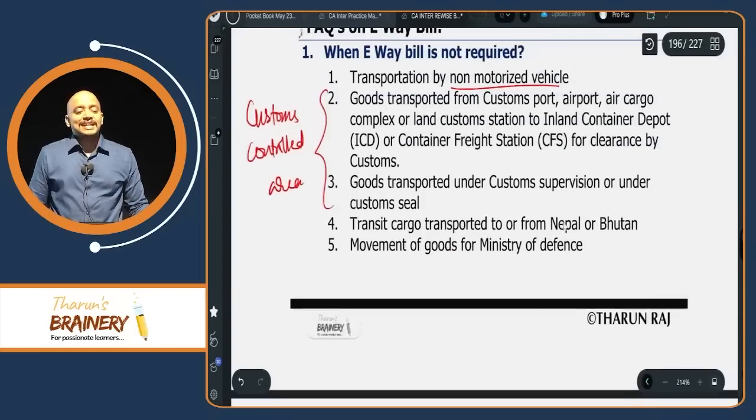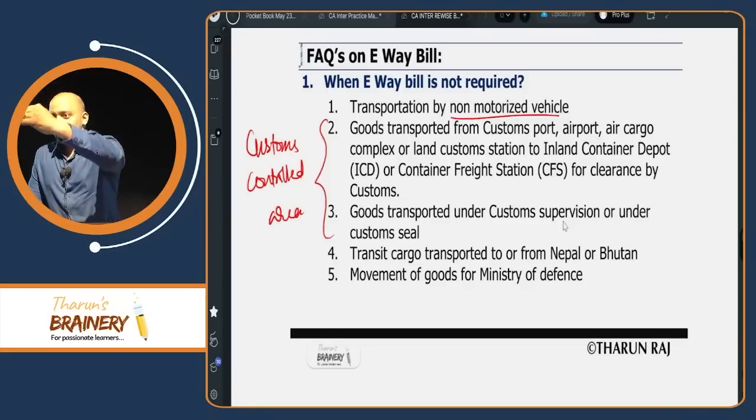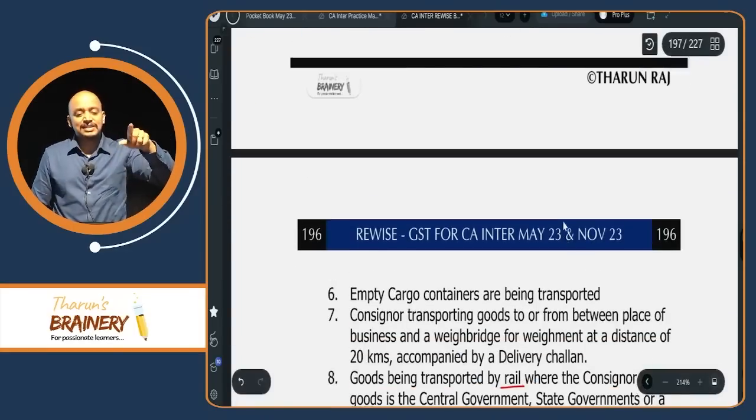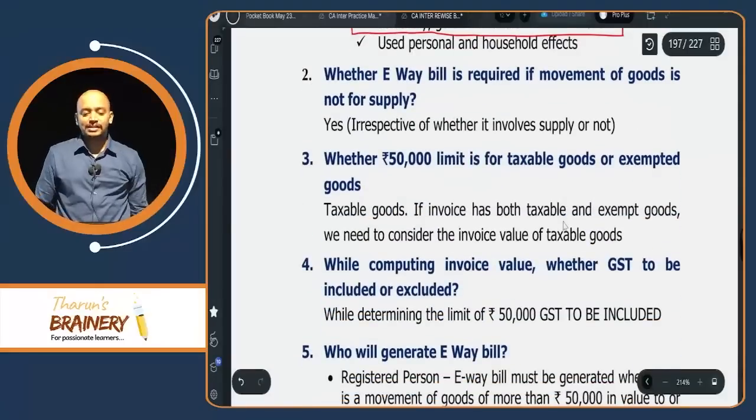Now this will be tested in MCQ. Which of the following cases e-way bill is not required? A, B, C, D. So there it will be tested. This is FAQ 1, very, very important.